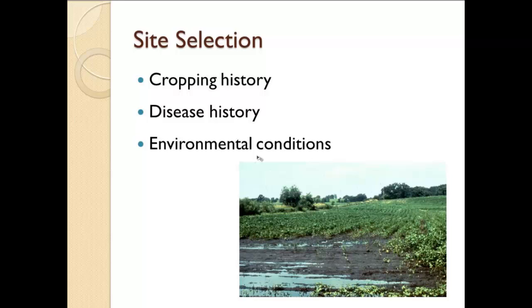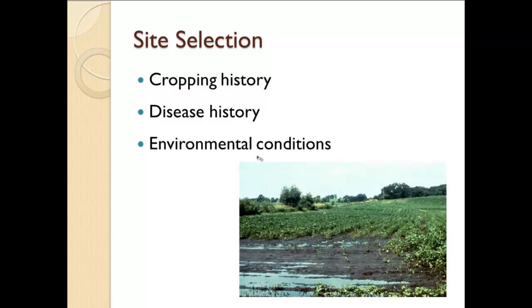We also want to pay attention to the disease history. So if we know, for example, that we tend to see Rhizoctonia root rot show up in this particular location in the field year after year, then we'll want to be aware of that and plant things in that area that are not particularly susceptible to that particular disease.